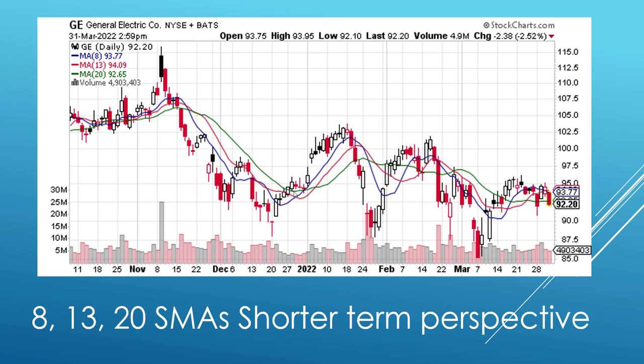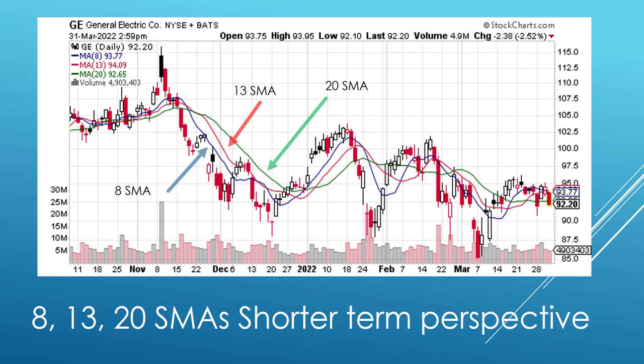Let's now take a look at a shorter term. The 8-day simple moving average, the 13-day simple moving average and the 20-day simple moving average. This gives us a shorter time frame. We're going to imagine that 8 days is a much tighter time frame and will give us a little more advanced indication about what the stock market is going to do.